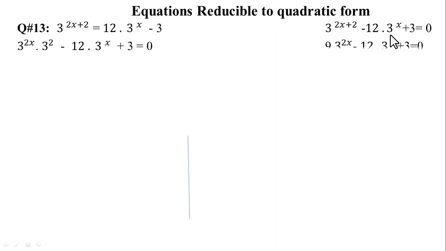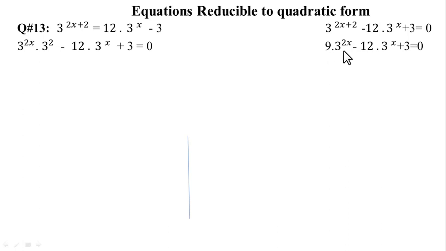So we write the equation in exponent form: 3 to the power 2x multiplied by 3 to the power 2. So we have 3 to the power 2x multiplied by 3 to the power 2 minus 12 multiplied by 3 to the power x plus 3 is equal to 0. Here 3 to the power 2 is equal to 9. So 9 multiplied by 3 to the power 2x.